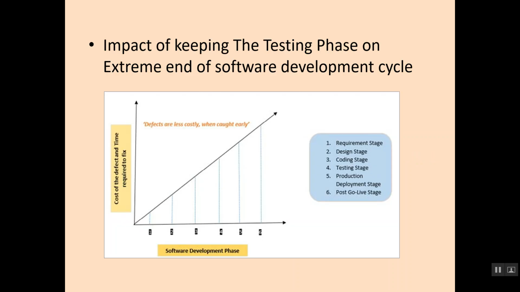So the first slide talks about the impact of keeping the testing phase on the extreme end of the software development cycle. It's always right to say that defects are less costly when caught early. On my y-axis, I have the cost of the defects and the time required to fix, and on the x-axis, I have the software development phase. As you go from left to right, you can see that both the values increase.